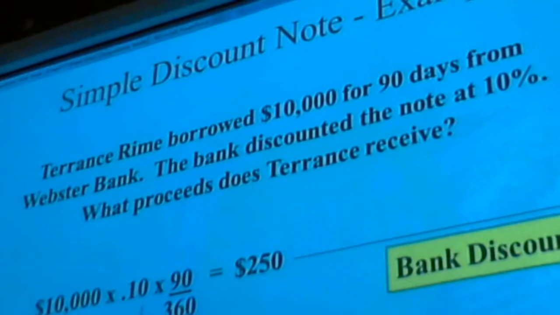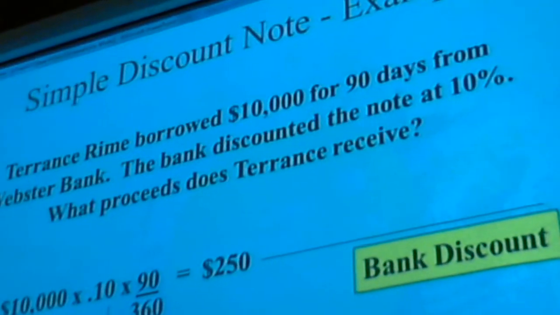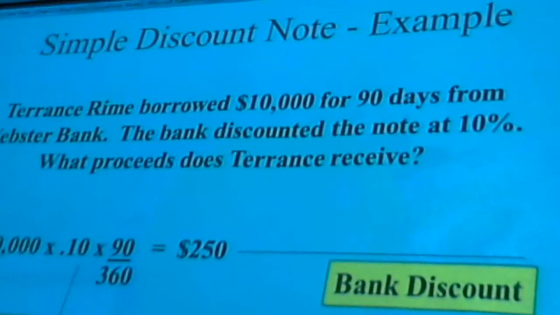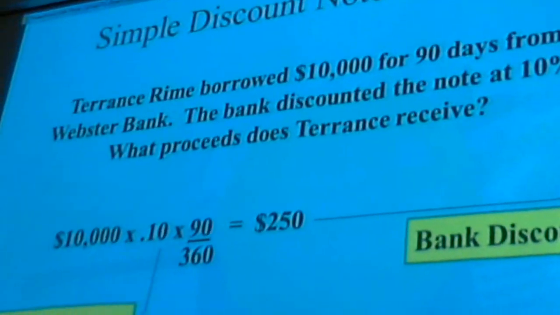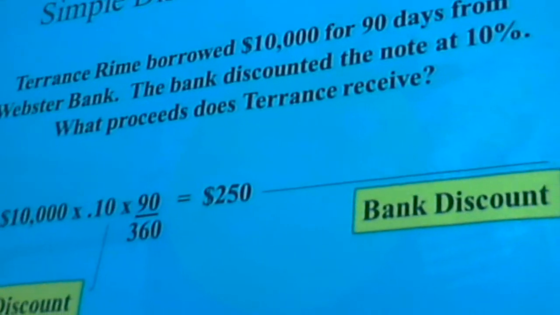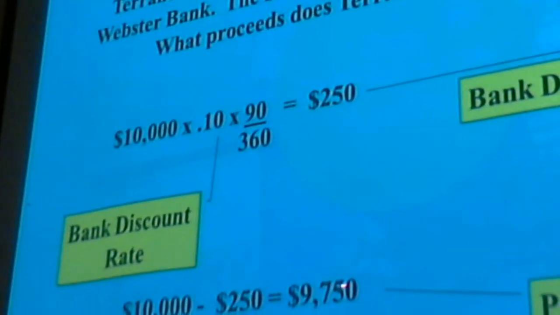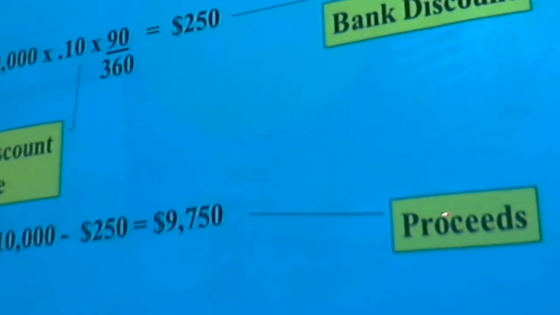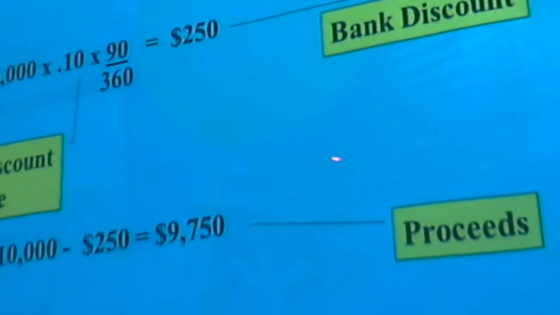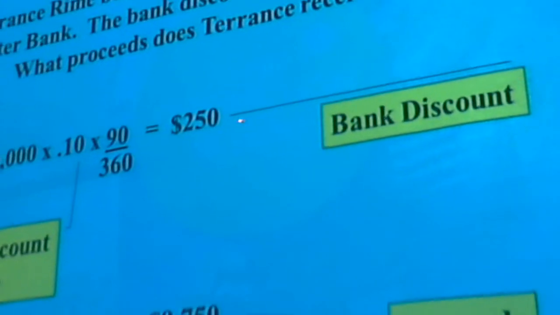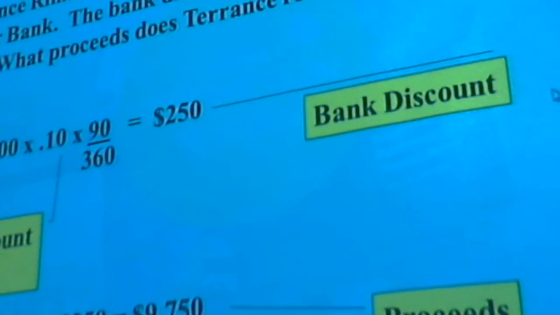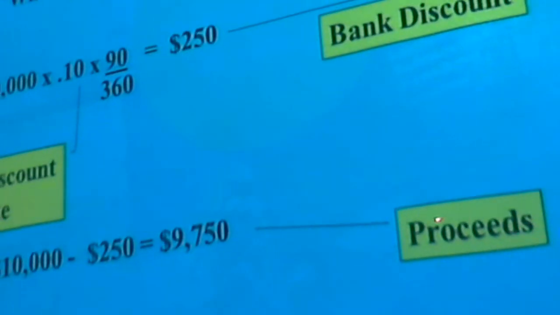Now, when you see the words bank discount rate, that is your rate. Same thing as rate. Okay? Now, down here at the bottom, they want you to figure out the proceeds. So in the problems, they might ask you for the interest first, and then you also have to figure out the proceeds in some of these.